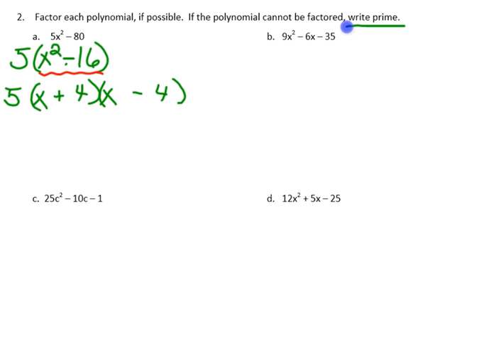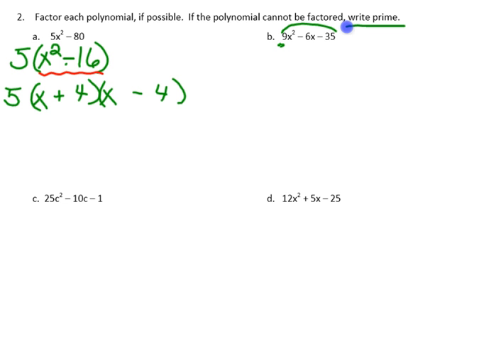Okay, for letter B, I'm checking to see, is there a greatest common factor? And there is not, because it would have to be a 3 or a 9 or a 6, and that doesn't go into 35. So it's not the difference of two perfect squares because it's a trinomial. Because this has a coefficient other than 1, this is where I have to do my AC.